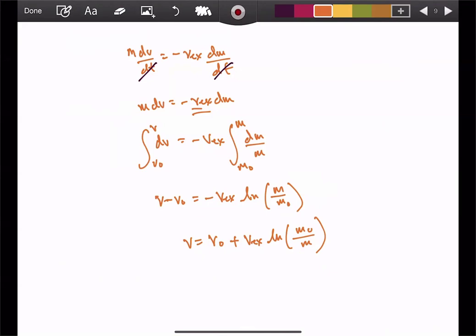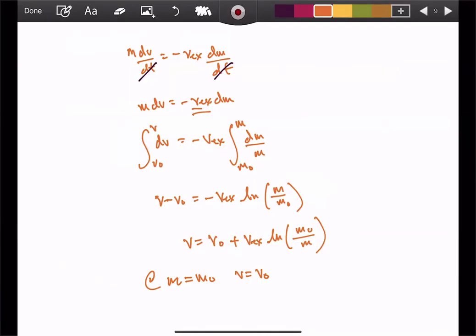So good. So what does this thing say? This thing says that the velocity is growing as the natural log of the initial mass to the final mass, right? And we know that the initial mass will be bigger than the final mass since it's cannibalizing itself. So meaning that we're going to have a number here which is bigger than 1, right? So basically at m equal to m0, my final velocity is just equal to my initial velocity because natural log of 1, of course, is just 0.